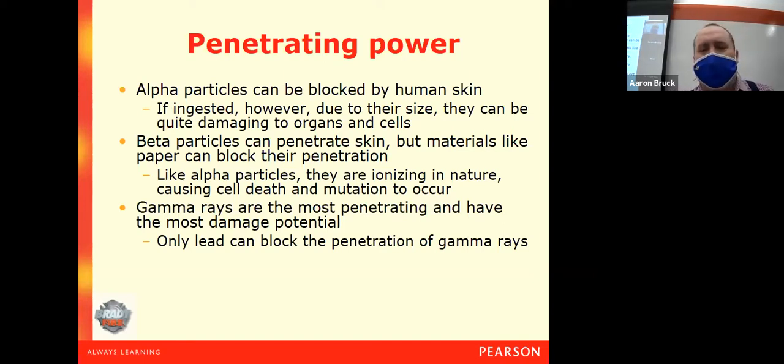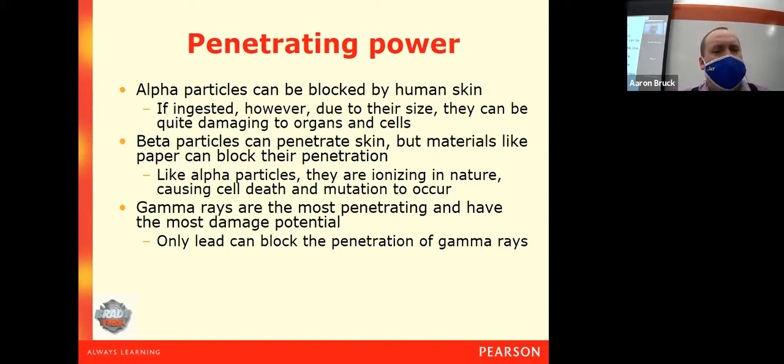Where we have to be particularly concerned with alpha particles, however, is because of their size. If it somehow made its way into your body, your internal organs do not have the thick kind of barrier on them that your skin does. Your skin provides a very good barrier to the outside world. Your organs, your internal cells don't have that barrier in place. And so if an alpha source was able to get into your body, it could do some significant damage.